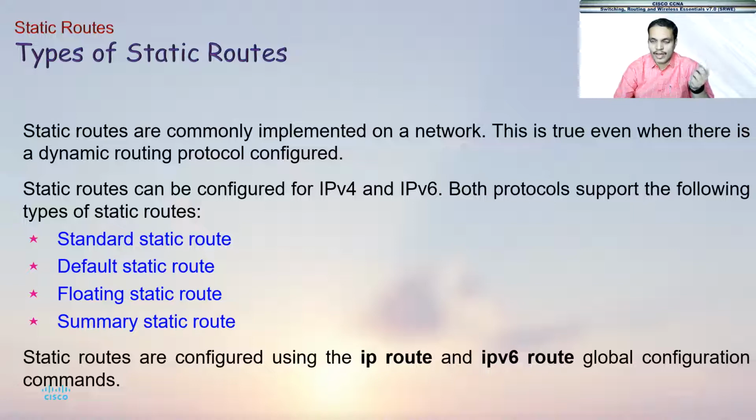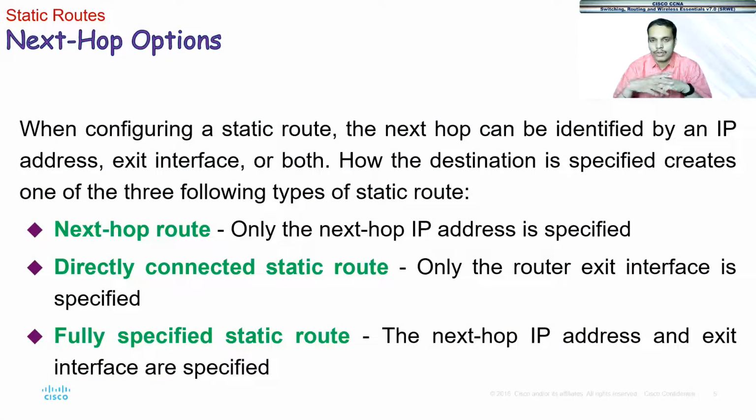We discussed this in our earlier video as well, but let me show you with some examples. Whenever you configure a static route, the next hop can be identified either by an IP address or an exit interface or even both. How you specify the destination creates one of the 3 following types of static routes. The first one is called a next hop route. Here, only the next hop IP address is specified in your command.